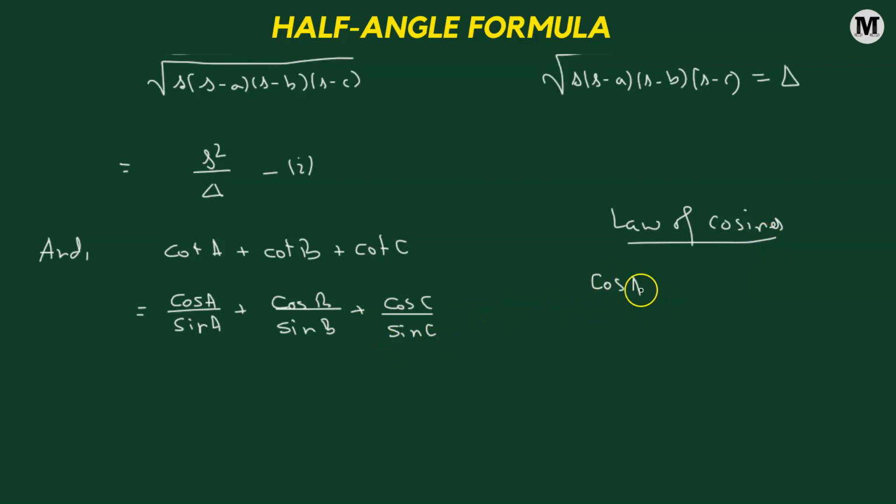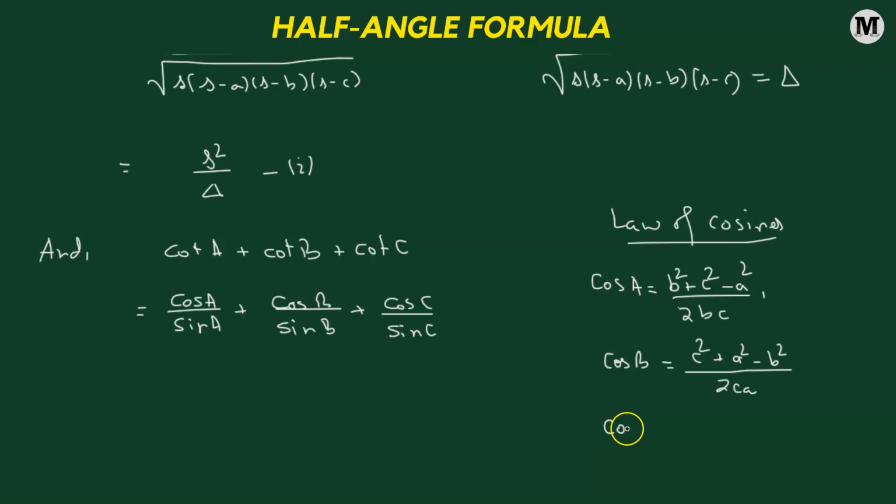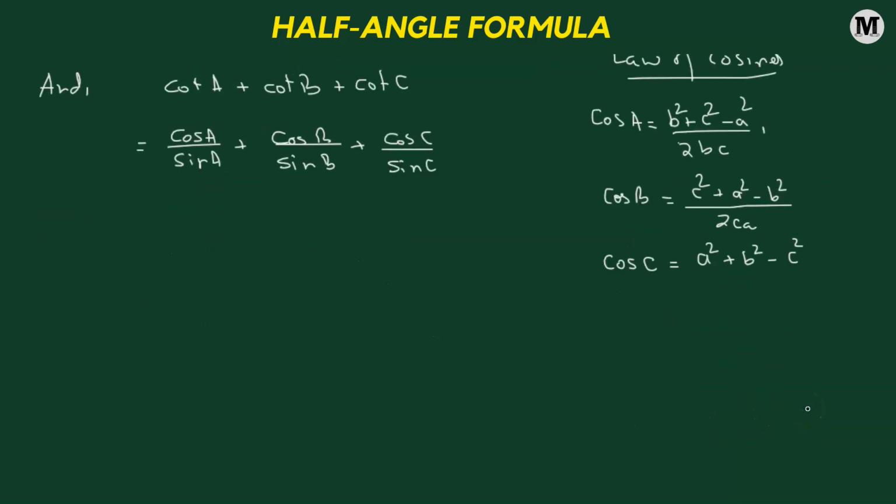So cosine of A is given by (b squared plus c squared minus a squared) over 2bc. Then we can also define cosine of angle B, which is (c squared plus a squared minus b squared) divided by 2ca. And then we have cosine of angle C, which is defined by (a squared plus b squared minus c squared) divided by 2ab.